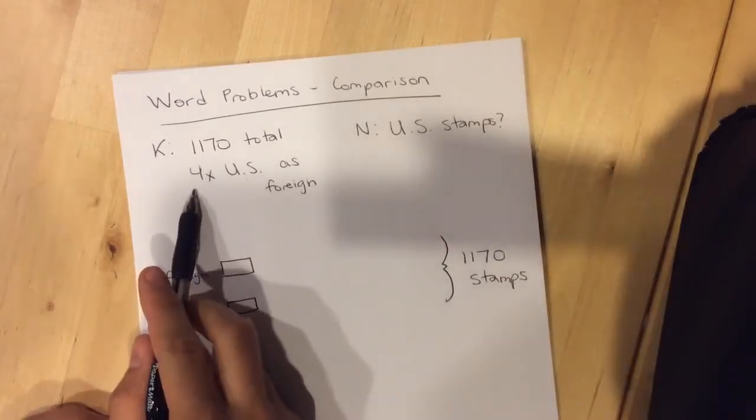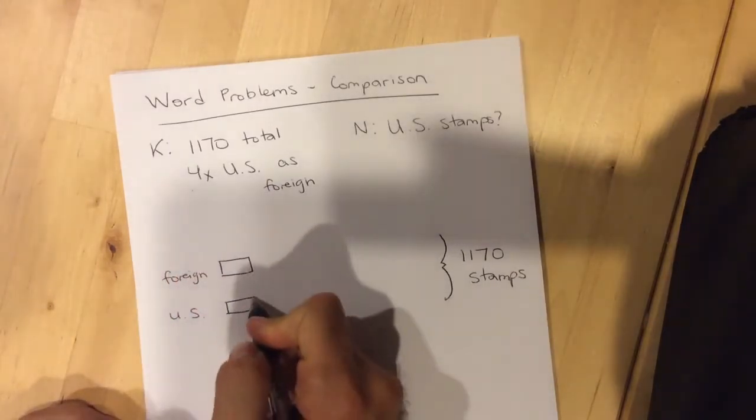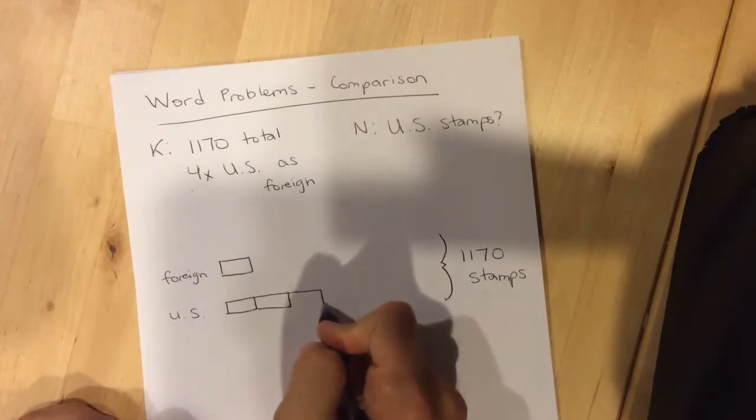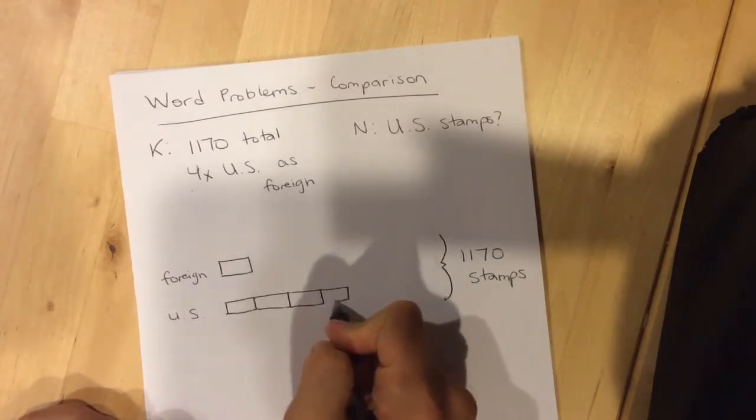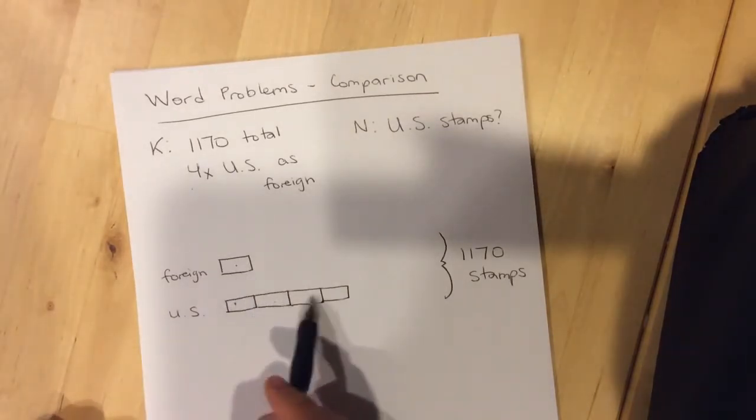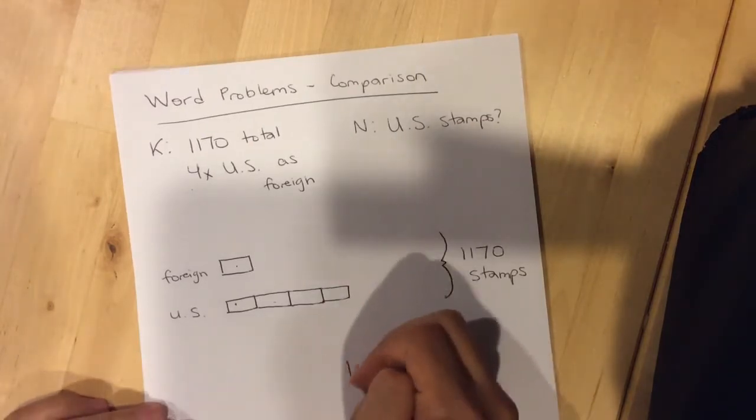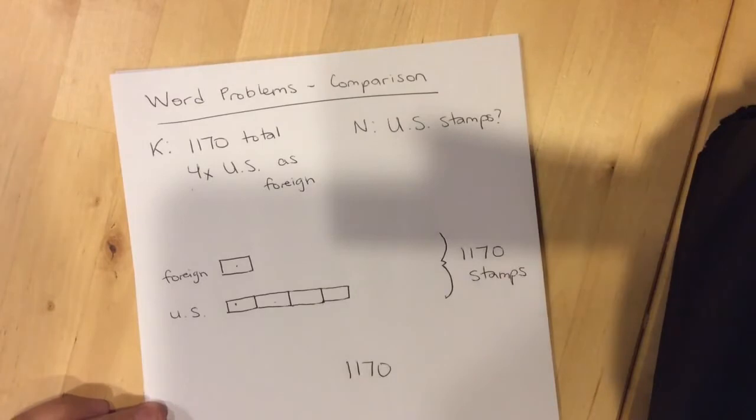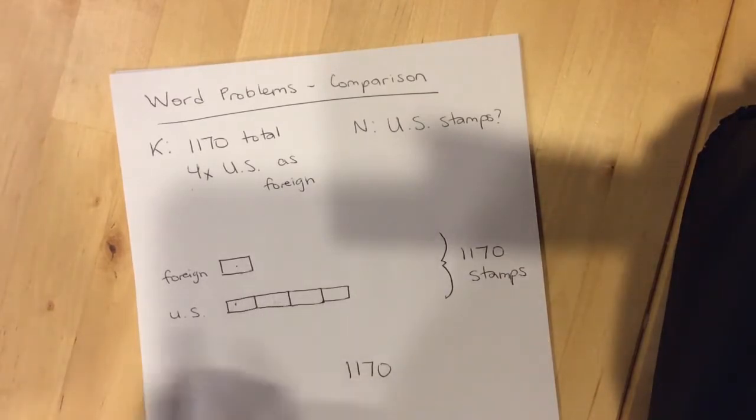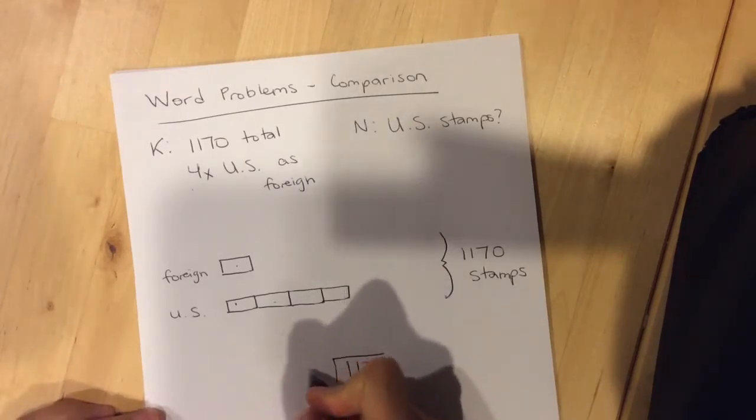According to my second piece of information, I have 4 times as many US as foreign stamps. So I'm going to go ahead and make 3 more boxes to represent the 4 times US as foreign. Now I don't know any information about any of these boxes yet. And to find out that information, I'll need to use my total, which is 1,170. And as you can see, all of these boxes are approximately the same size, which means that they are equal parts. So since they are all equal parts, I can divide them equally to see how much each part is.